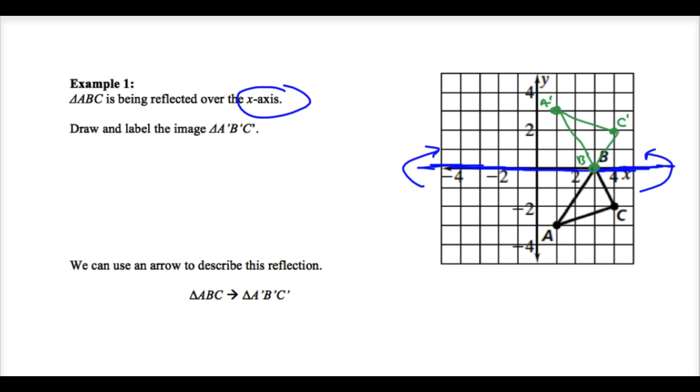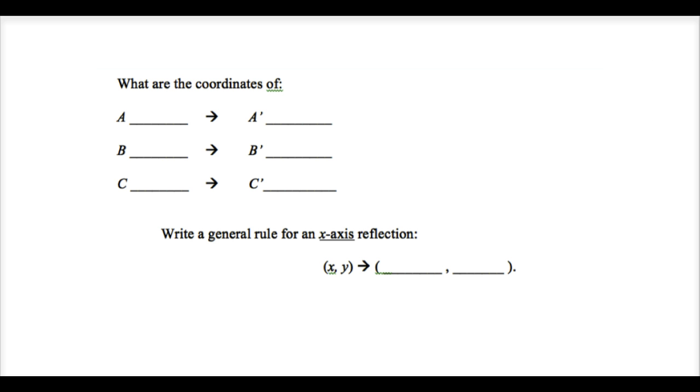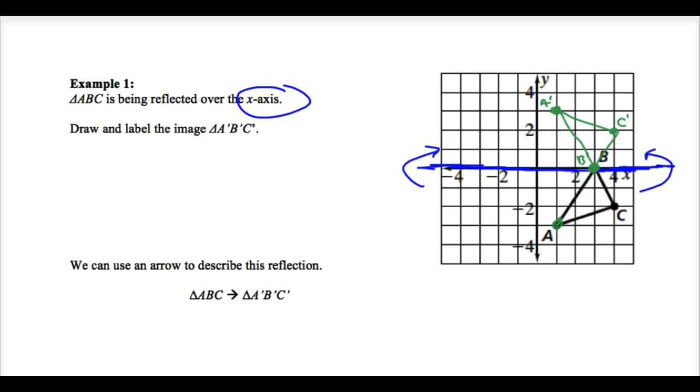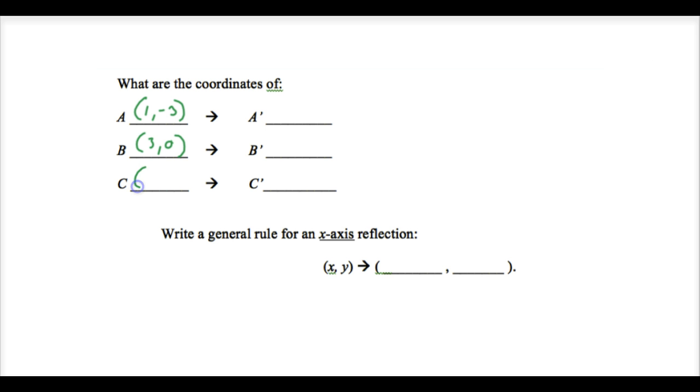Let's talk about the coordinates. Let's go back and look at them. A was 1, negative 3. B is 3, 0. C, forgot what C was, 4, negative 2. All right, and we want our coordinates of A prime, B prime, C prime.